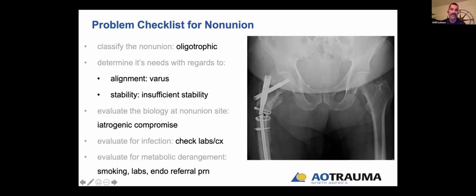And of course, as part of the evaluation for this non-union, I'm also going to check labs and cultures at the time of surgery to identify infection if it's present, and then consult with this patient to try to minimize their smoking and refer them to endocrinology if they have any sort of identified abnormality.